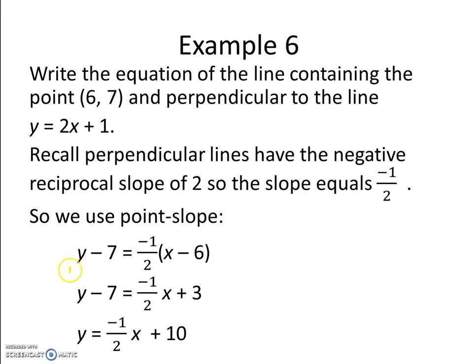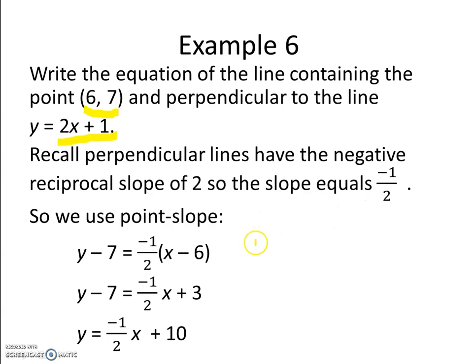Example 6 is we're asked to write the equation of a line containing a point. That point is (6, 7), and perpendicular to this line. We have to recall that perpendicular lines have the negative reciprocal slope. So our slope of 2 in our original equation becomes -1/2 for our perpendicular line.